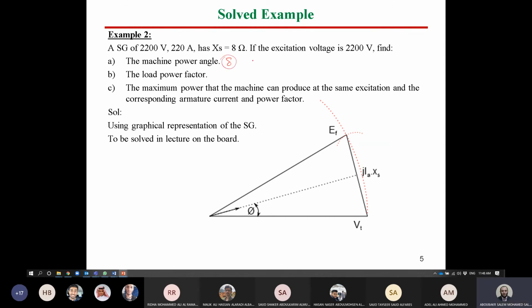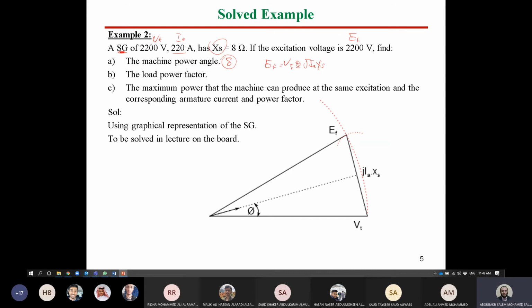Now, you have the value of EF, you have the value of V terminal, the value of current, and the value of XS. How can we get EF? In order to get EF, you know the relation: EF equals V terminal plus or minus, up to generator or motor, right, j IA XS. Here it's stated that it's a synchronous generator, so we can select a plus sign.